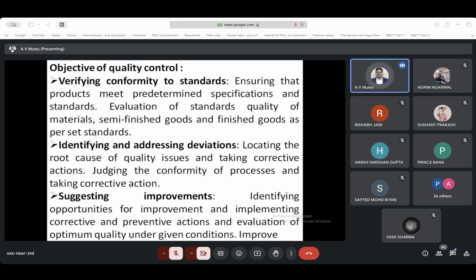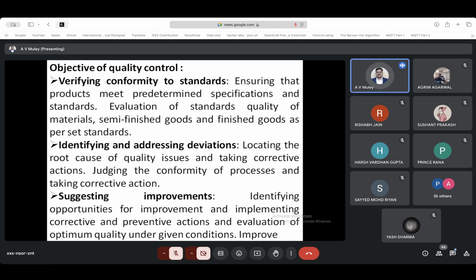So whatever the standard which is set, you should ensure that the product which is manufactured is according to that particular set standard. So ensuring that the product meets the predetermined specification and standard, evaluation of standards, quality of material, semi-finished goods and finished goods as per the set standard. So you have set some standard, and the goods or things that you are receiving should be according to that requirement or that particular specification.